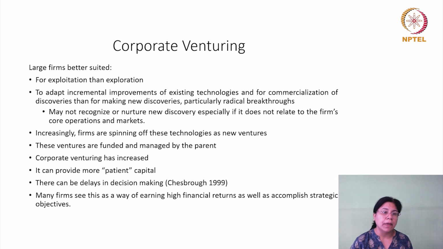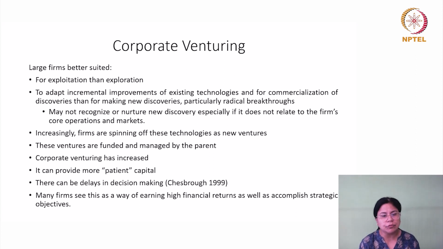So when we talk about large firms, they are better suited for exploitation than exploration. Like we just said, because the scale is very large, there might be limits in terms of how many new products to introduce. But when a disruption is coming in a market, when they know that things are not going to be the same as they used to be, for instance the introduction of electric vehicles in the automobile sector, then what to do? The idea in that case may be to adopt incremental improvement of existing technology for commercialization of discoveries, rather than making a radical breakthrough. However, one can realize that it may not recognize or nurture new discoveries, especially if they don't relate to the firm's core operation and market.